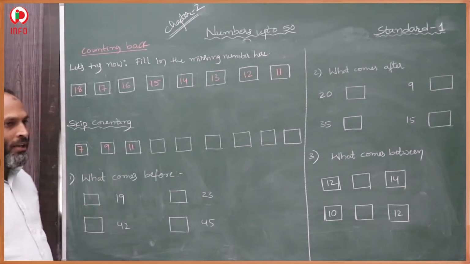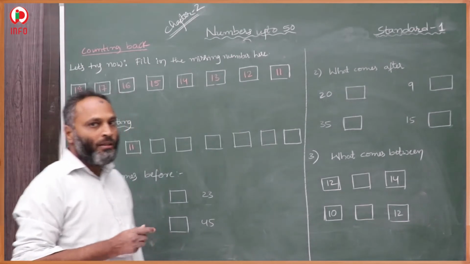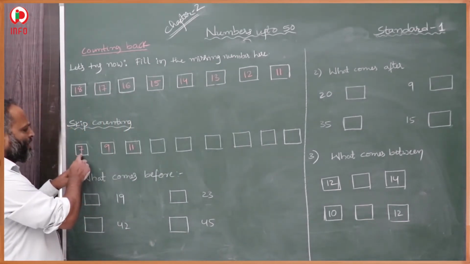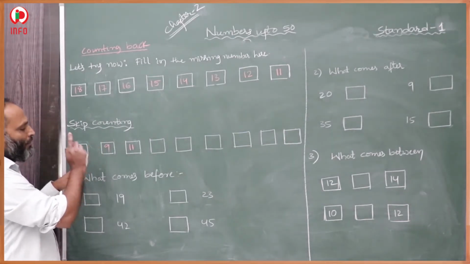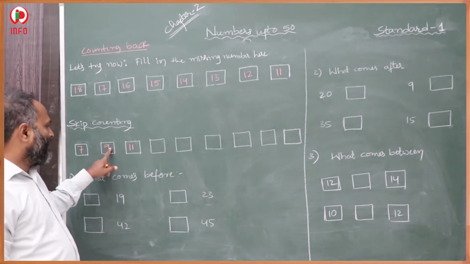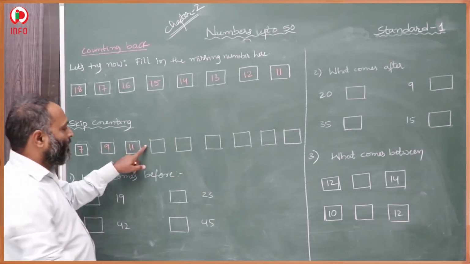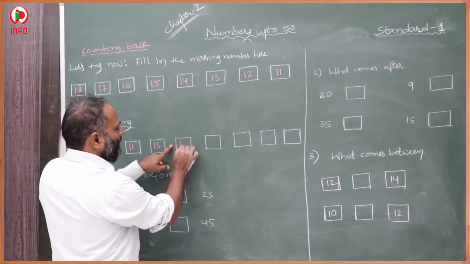Now here, skip counting means how many numbers we have to skip. According to that we have to skip and go forward. So here 7, 8 is missing. We have to skip 8 and go for 9. One number we skip here. And 9, after that we skip 10 and go to 11. After that we skip 12 and go to 13. And 14 we skip and go to 15.